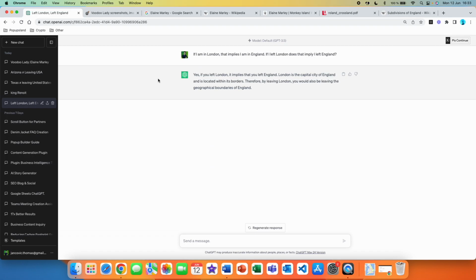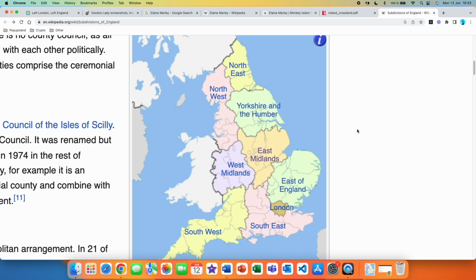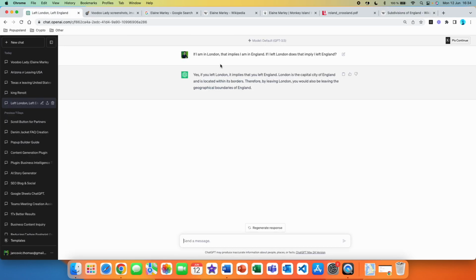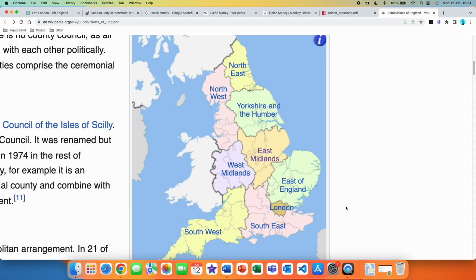Now, in my third example here, I'm asking ChatGPT, if I'm in London, that implies I'm in England. If I left London, does that imply I left England? Now, as you hopefully know, this is not correct. If you go ahead and look at England, it has 9 different regions, and you can see one of them is London. So if I left London, would that imply that I left England? No, that is not the case. I could just go to another region and I would still be in England.